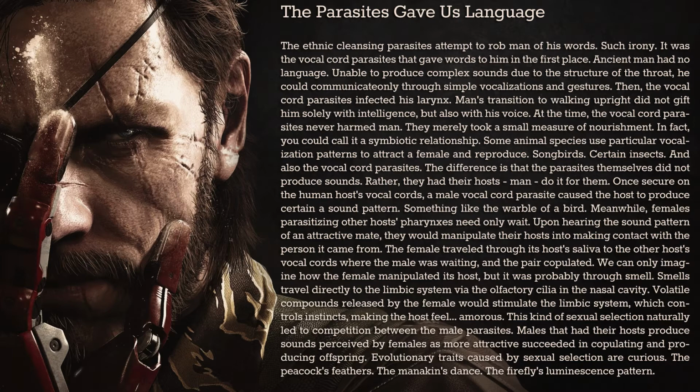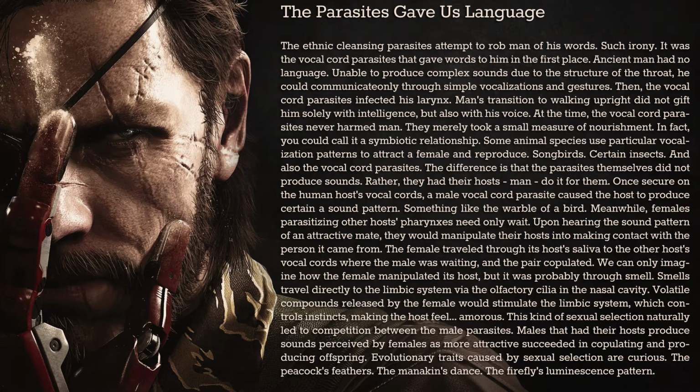Once secure on the human host's vocal cords, a male vocal cord parasite caused the host to produce a certain sound pattern, something like the warble of a bird. Meanwhile, females parasitizing other hosts' pharynxes need only wait. Upon hearing the sound pattern of an attractive mate, they would manipulate their hosts into making contact with the person it came from. The female traveled through her host's saliva to the other host's vocal cords, where the male was waiting, and the pair copulated.